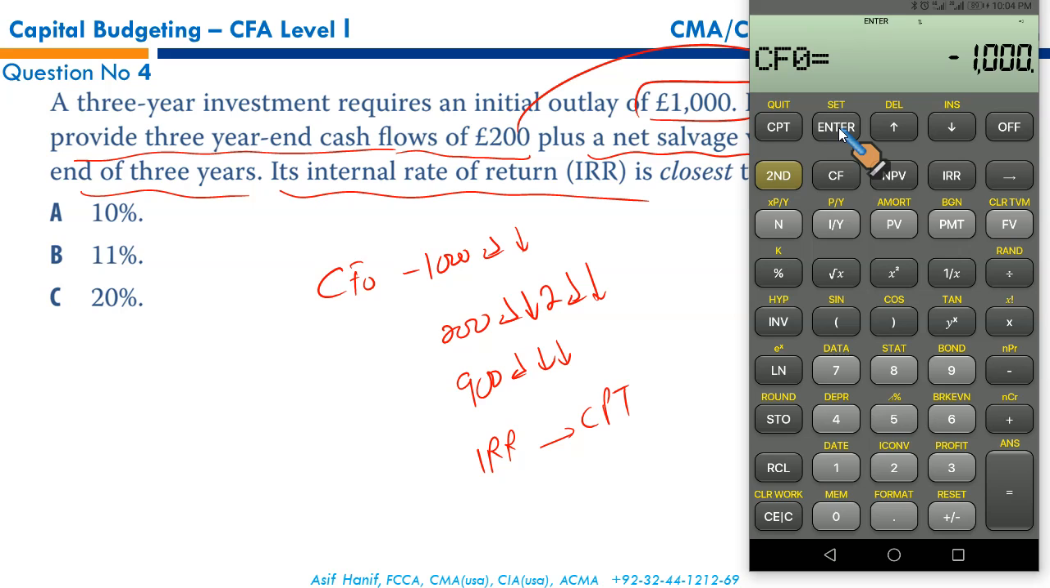So your cash flow at year 0 is £1,000 negative. Then 200 pounds, enter, down arrow key once. Frequency of this cash flow is 2. Enter, down arrow key, then enter 900. Enter, down arrow key twice. Press IRR, CPT. It's 11.025.